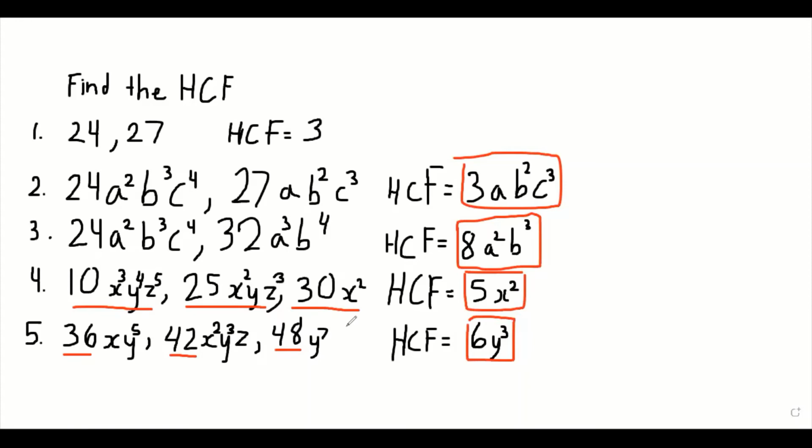It's not a perfect number I get back, and I want to get back a whole number. So no, I cannot use 36 as my highest common factor in this case. So it has to be something smaller, lower in value than 36. Then I think about my multiplication tables.